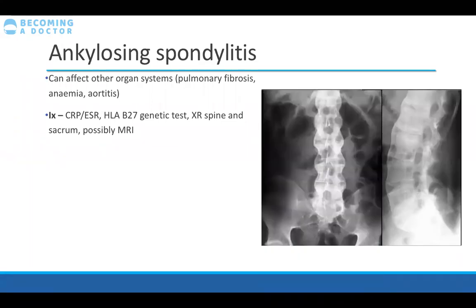So this is a classic sign of AS, which is a bamboo spine. And you usually see it in someone with a bit more severe form of AS. And you see that on an x-ray of the spine.